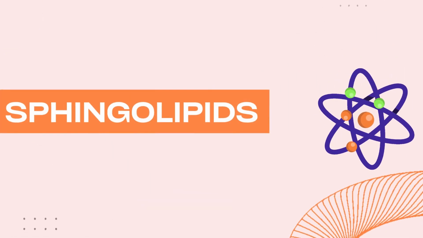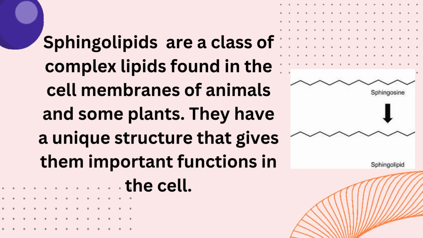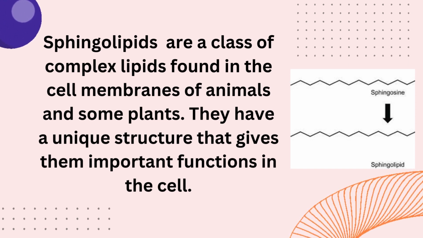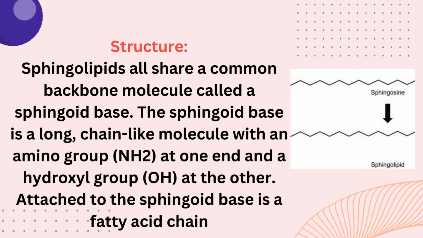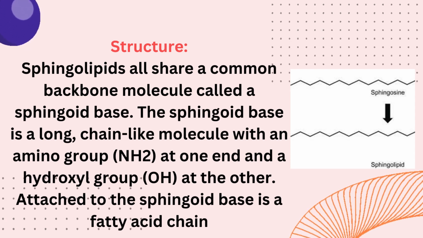Sphingolipids are a class of complex lipids found in the cell membranes of animals and some plants. They have a unique structure that gives them important functions in the cell. Sphingolipids all share a common backbone molecule called a sphingoid base.